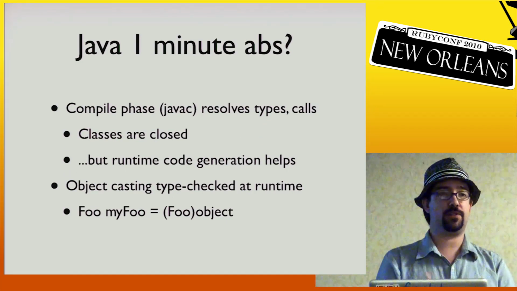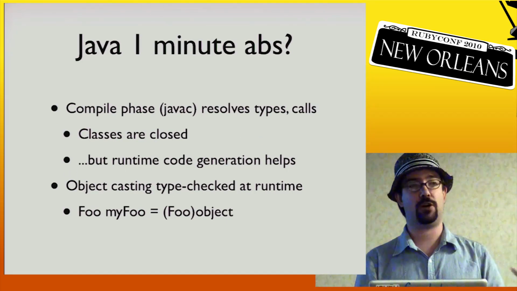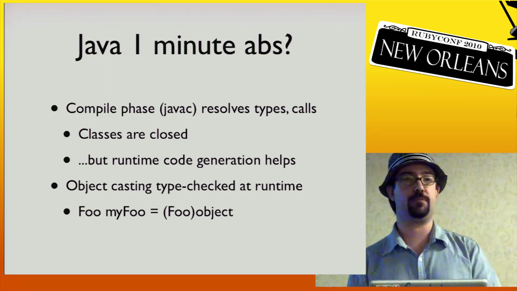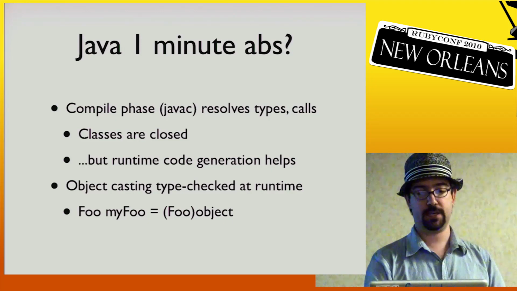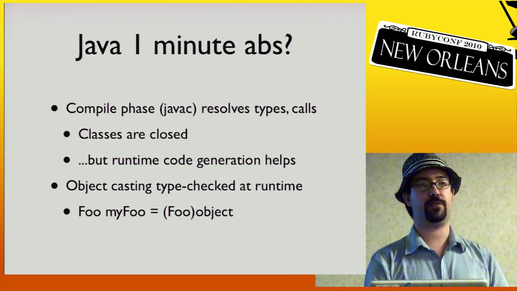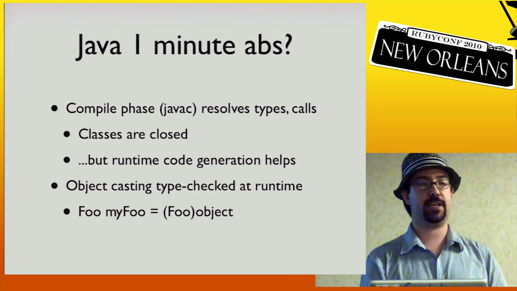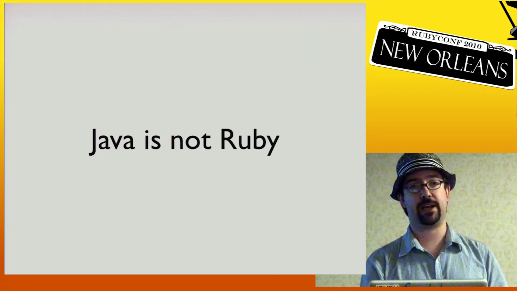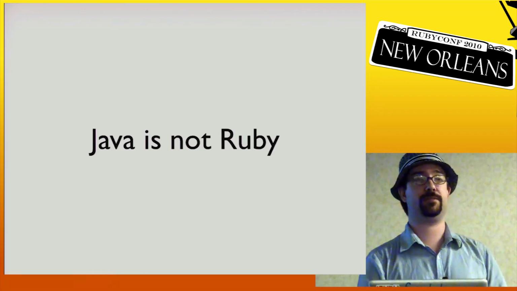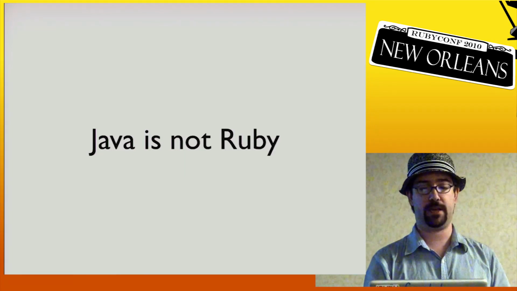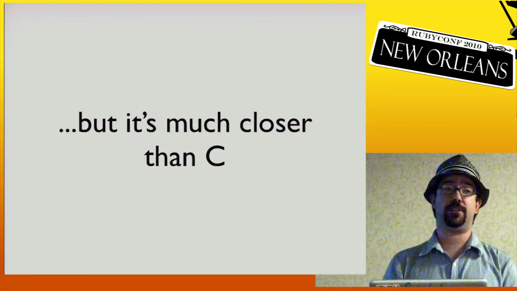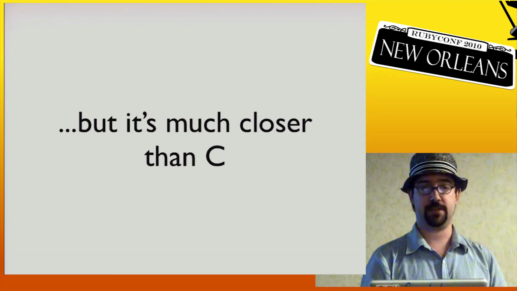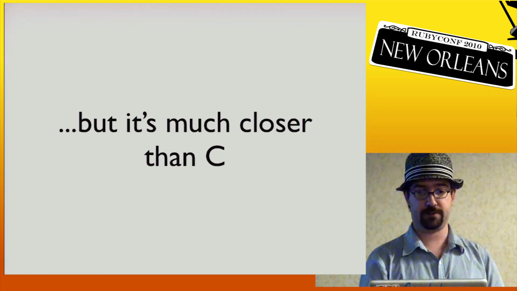The compile phase resolves all the types ahead of time, so classes are closed, but the JVM is totally amenable to loading additional code at runtime, which lets you get around some of that staticness. And of course, object casting is one of the runtime type operations, actually type checked at runtime. So Java is not Ruby, and we recognize that it's not as nice of a target for hacking as Ruby might be, but it's a hell of a lot closer to Ruby than C is. So it's really not that bad a deal to use Java to extend JRuby or to hack on JRuby internals.